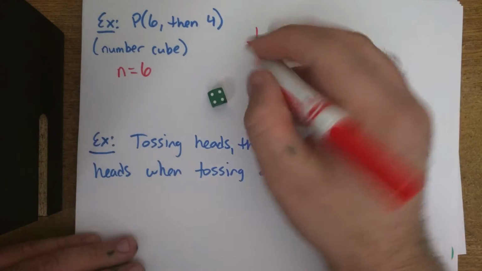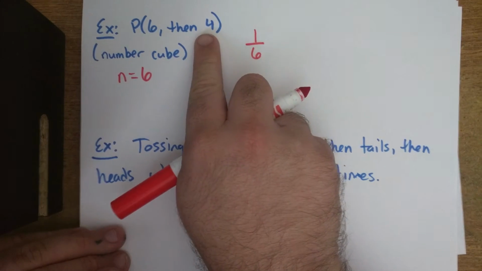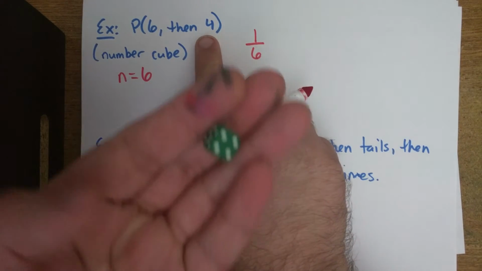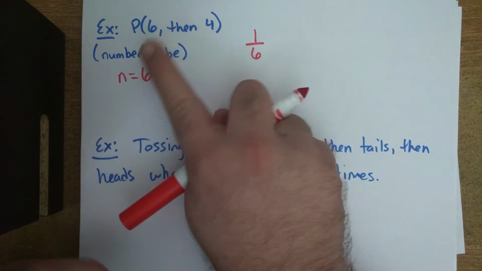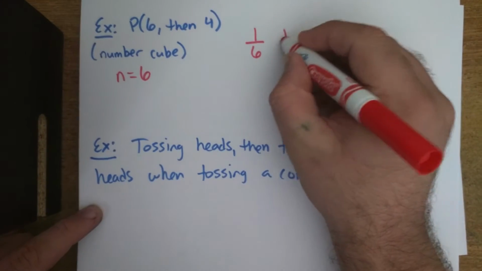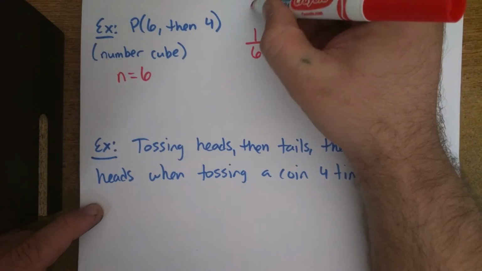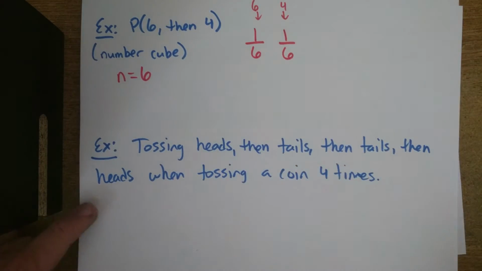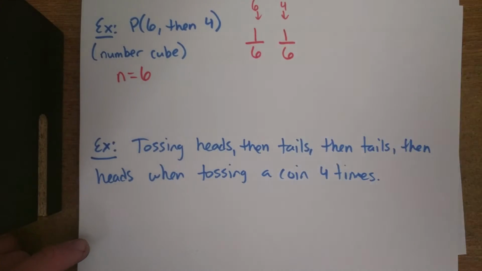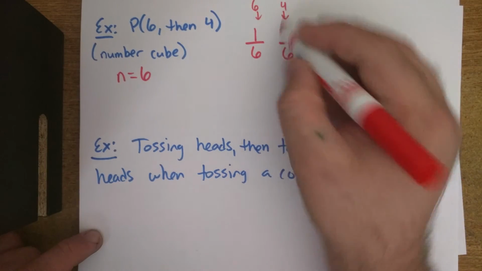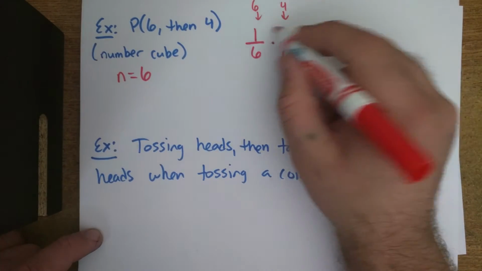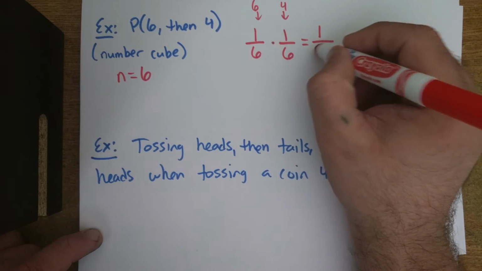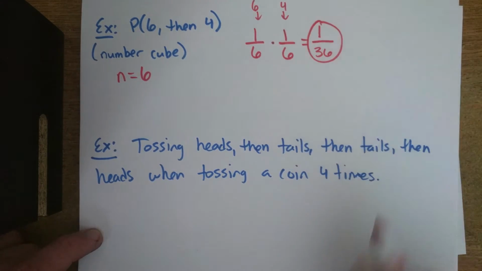Well, did the first roll affect the second one? No, it didn't. So when I go to find the probability of getting a 4, there's only one 4, and there's 6 sides. So the probability of getting a 4 is also 1/6. So for 6, it's 1/6. For 4, it's 1/6. By the formula you just saw, we just take these two probabilities and multiply them. 1 times 1 is 1. 6 times 6 is 36. And that's your probability of getting a 6 and then a 4.